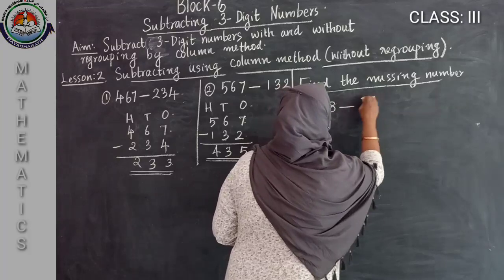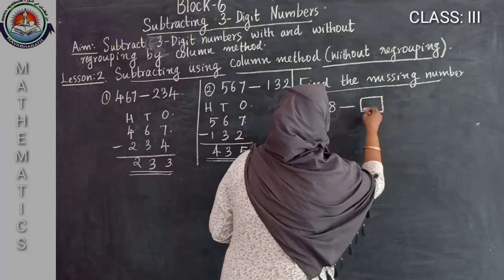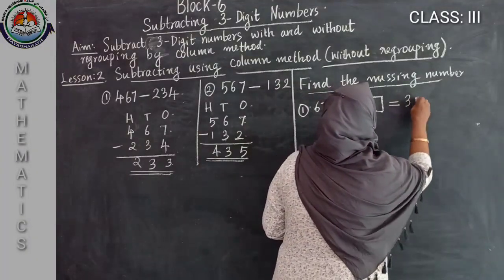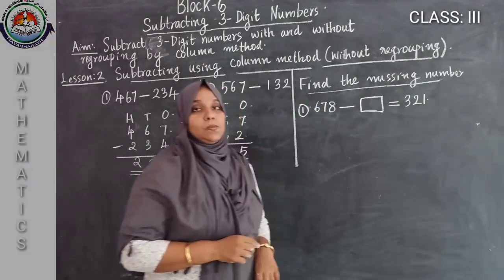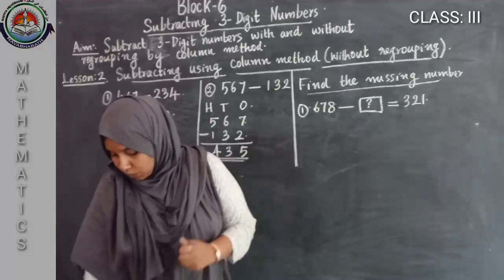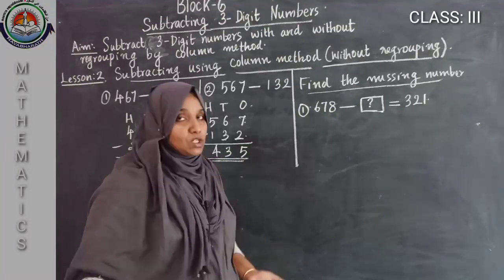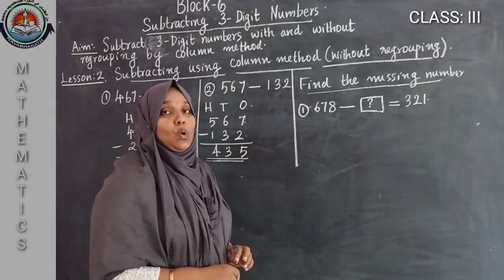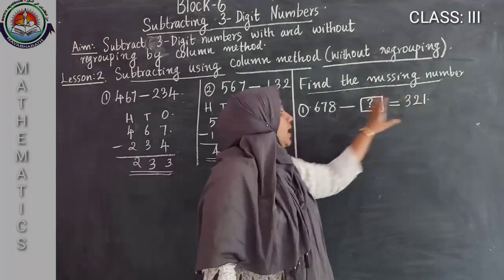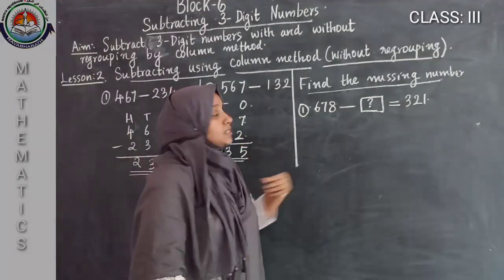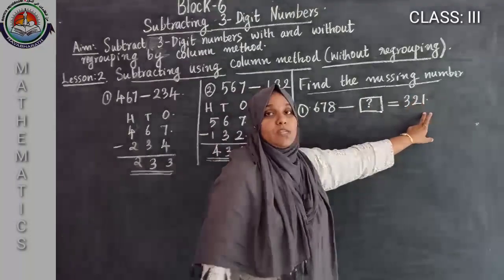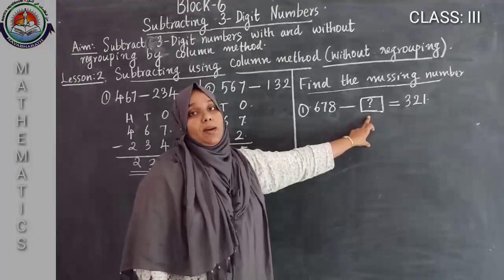678 minus a box, which is a number, and the answer is also given, that is 321. We have to find out what is in the box. It may be a 2-digit, 3-digit or 1-digit number. So how to do that, children? The answer is called the difference, and the bigger number minus the difference is always the smaller number.